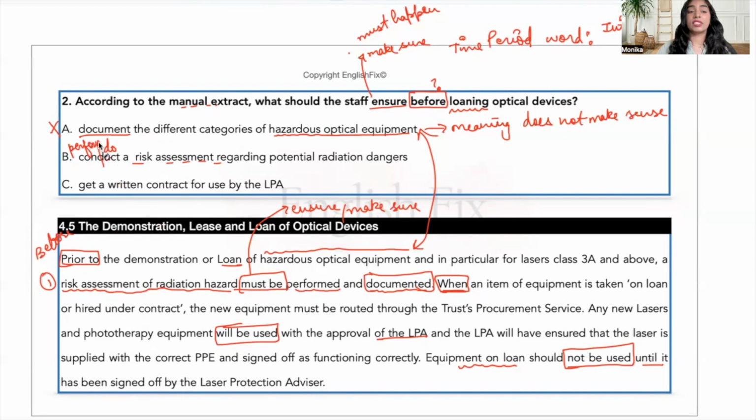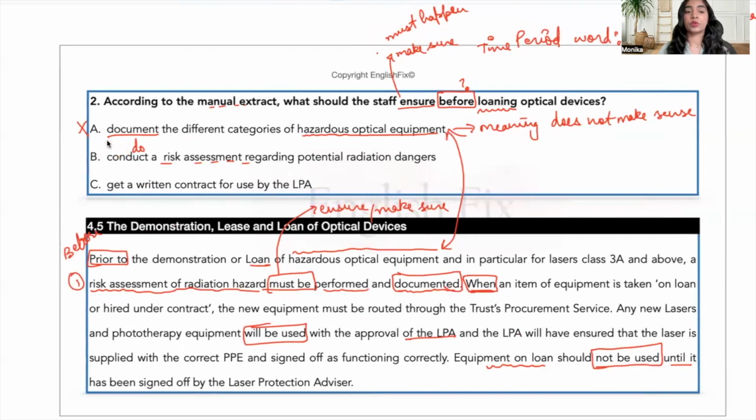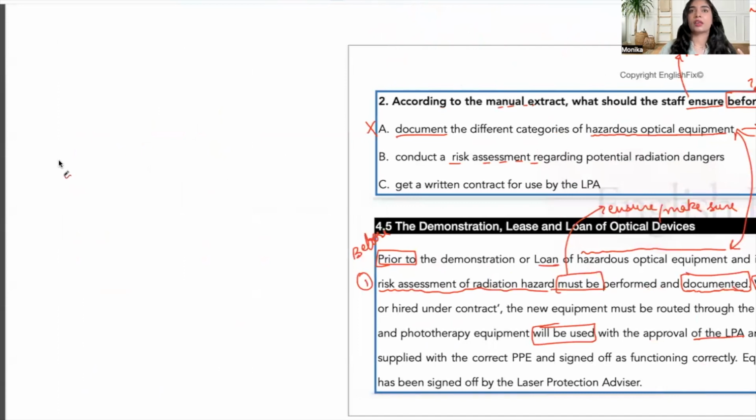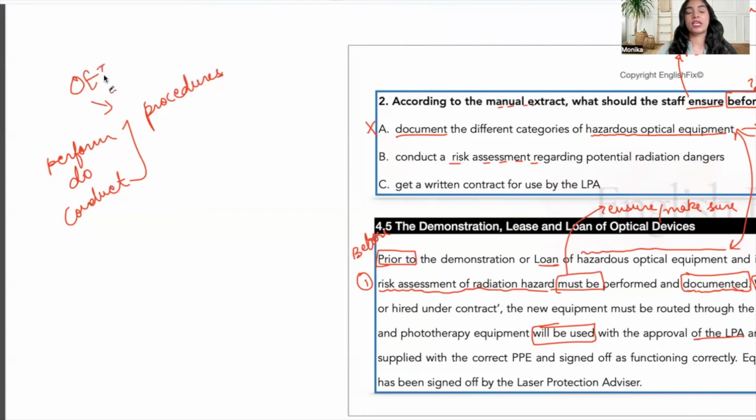By the way, these words are also the ones that you can use in your OET writing. If you want somebody to say that, kindly do this particular test, kindly perform this test, so you can use the words perform, do, or conduct in your OET writing for any kind of procedures. You can also use this in your OET speaking as well when you talk to the patient.